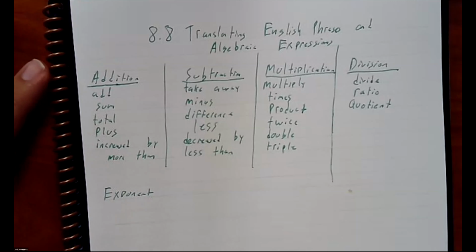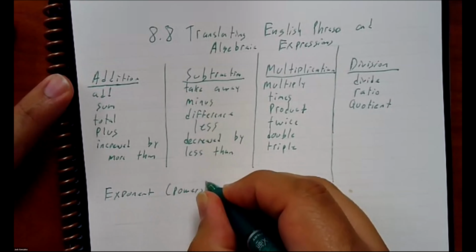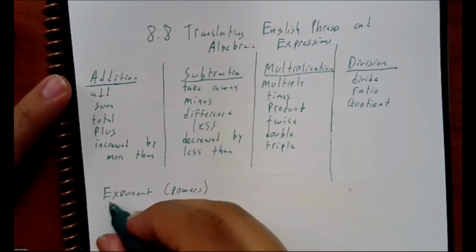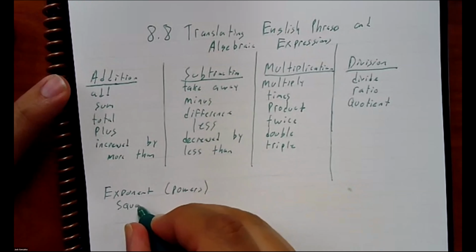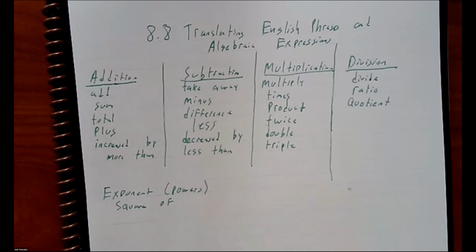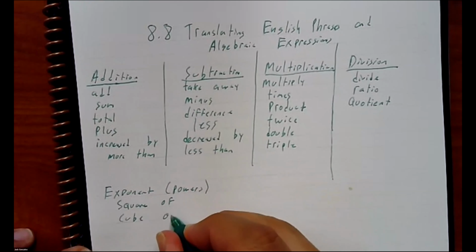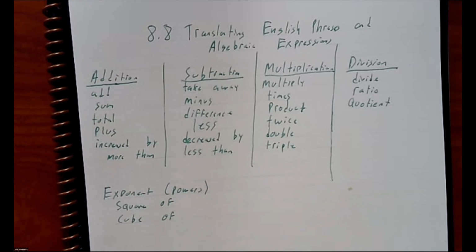Ran out of space. Exponent or powers. Square of something or squared. These are usually pretty obvious. They do to the power. Yeah.